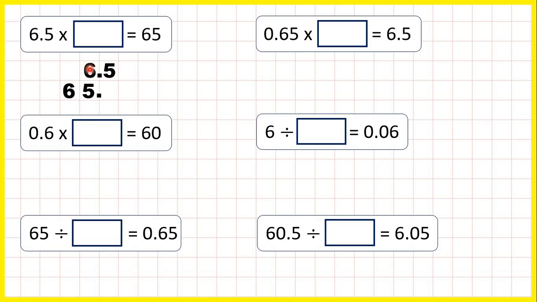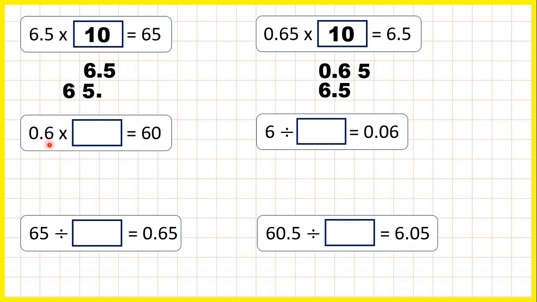We can see that the digits have moved one square to the left, and when we multiply by 10, digits move one square to the left, so our missing number is 10. Now we have 0.65 and our answer is 6.5, so we can write both numbers out with the decimal points lined up. Again, we can see that digits have moved one square to the left, and that means that we've multiplied by 10.